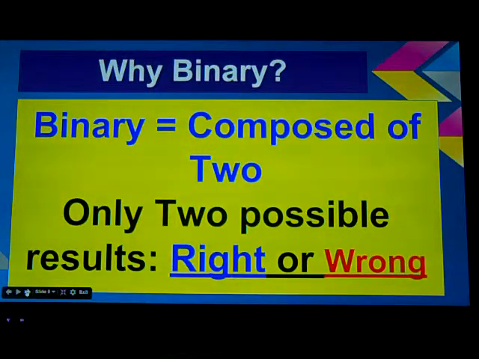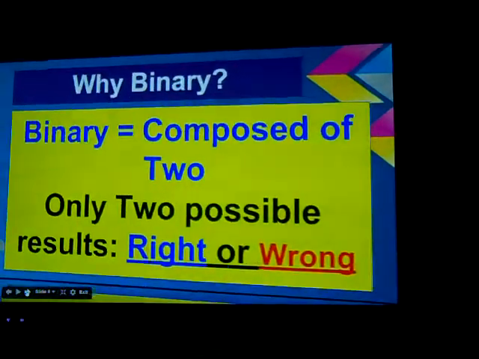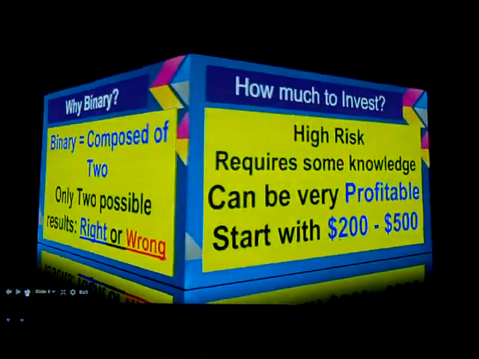Why are binary options called binary? Well, exactly because of what we explained now. The simple definition of the word binary is composed of 2. Binary is something that is composed of 2, and here we have only 2 possible results. Either your prediction is right or it's wrong. There's no other way to go. That's why they're called binary options, also known as digital options.